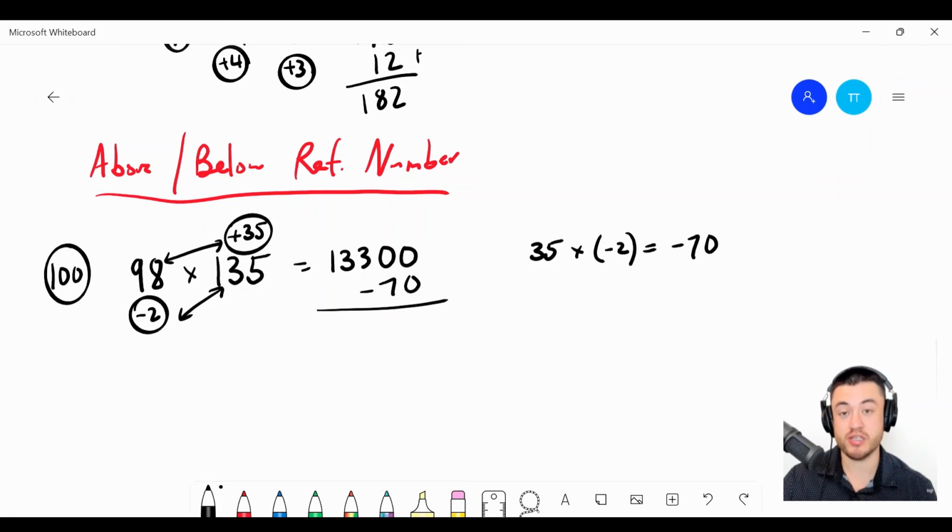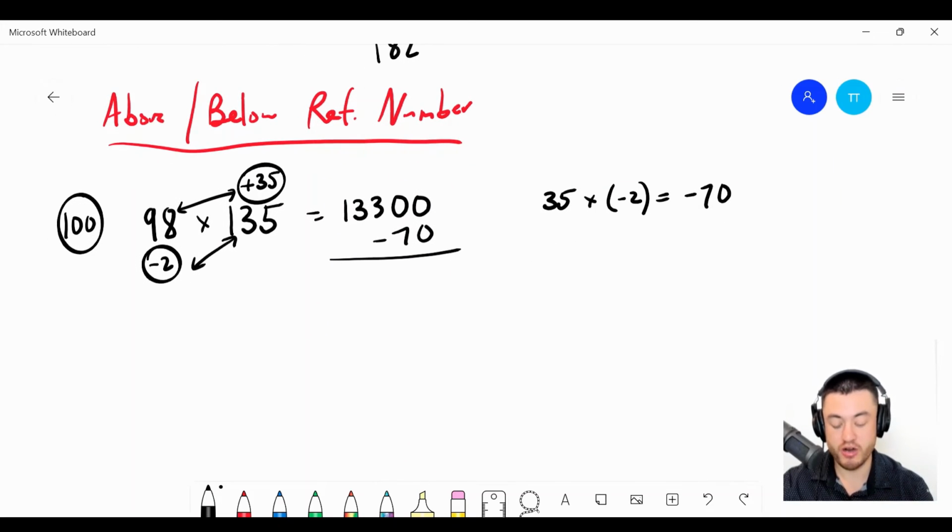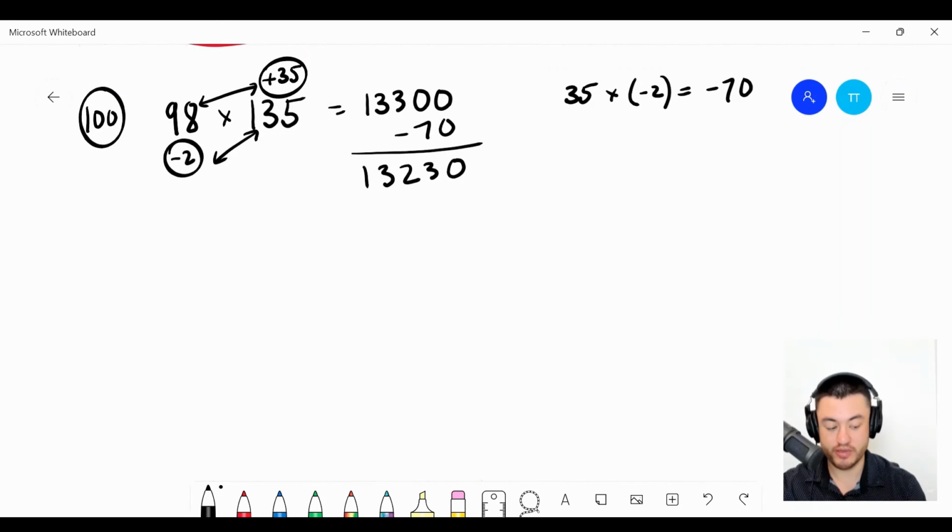And remember, when we're doing subtraction, an easier way to do subtraction like 70 is to actually take away 100 and then add 30. If you're minusing 9, you would subtract 10, add 1. That's a quicker method. So here we would just think, all right, we have 13,230. So take away 100 and then add 30 back. All right, let's try that one more time.